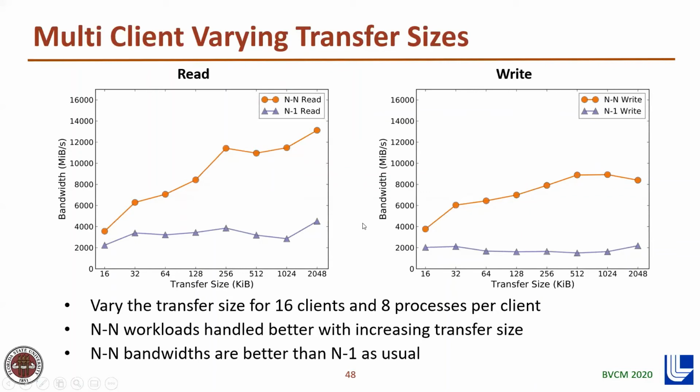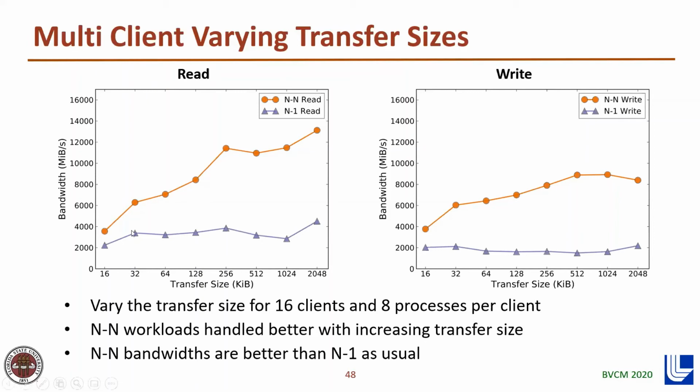Afterwards, we were thinking, okay, in this case the transfer size was 1 megabyte. Why don't we vary the transfer size while keeping the number of clients at 16 and the number of processes per client at 8? In this case, we wanted to duplicate as much as we can using IOR the read access pattern for deep learning IO workloads. So we wanted to see what happens if the transfer size is very low.